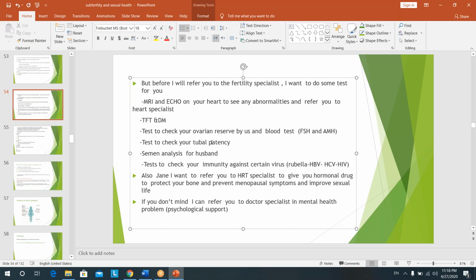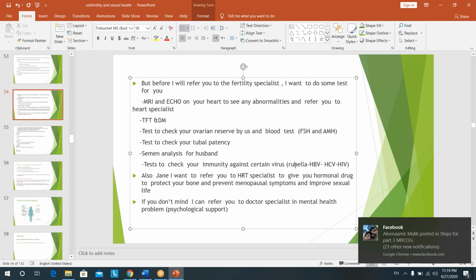This is the investigation that will be done for any patient who comes seeking pregnancy or has a fertility problem. Tests to check the ovarian reserve and tubal patency, semen analysis, and tests for rubella, HIV, hepatitis B, hepatitis C.